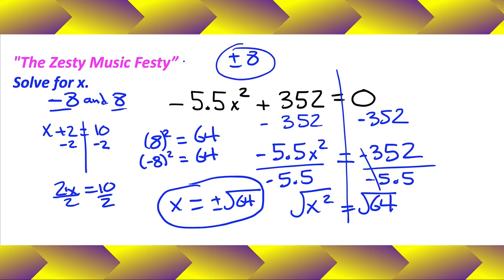So that's it for the Zesty Music Festy. One step, two step, and then square root at the end. Make sure you have your two answers.